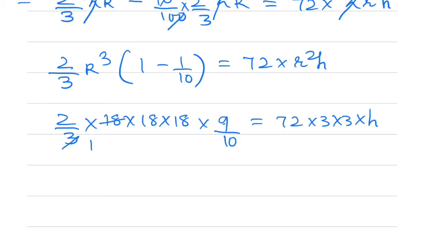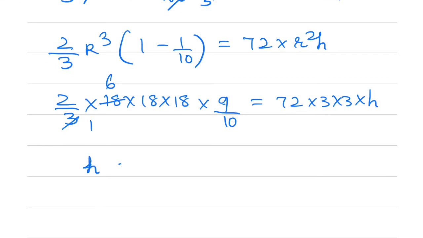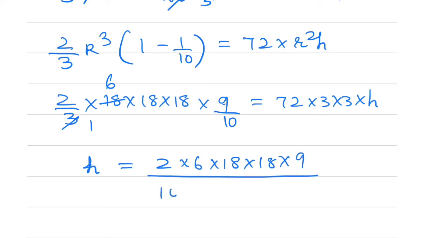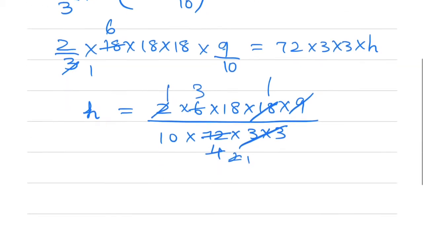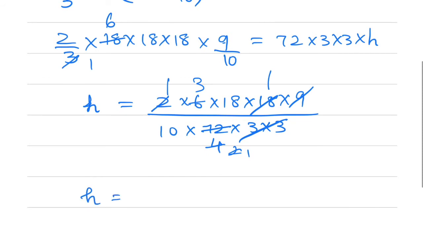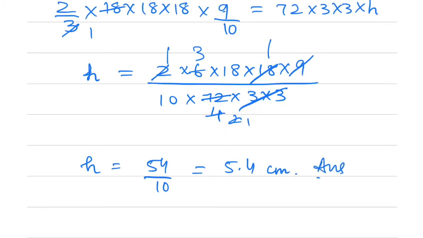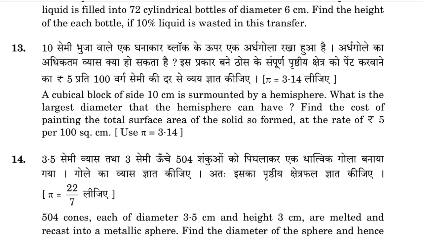3 times 1, 3, 6 times. So height will be equal to 2 into 6 into 18 into 18 into 9 by 10 into 72 into 3 into 3. So 3 and 3, 9 here, 18, 2 times 2, 1 time 3. So height I am getting 18 into 3 is 54 by 10, so 5.4 centimeter. That's the answer. Question number 13.